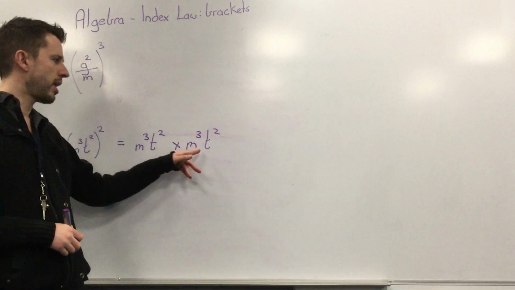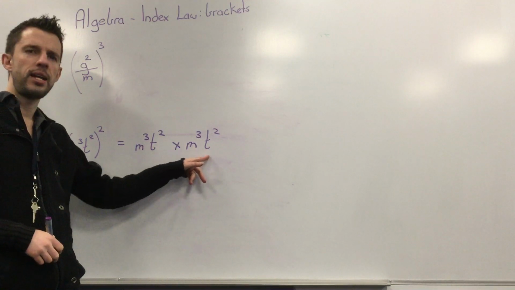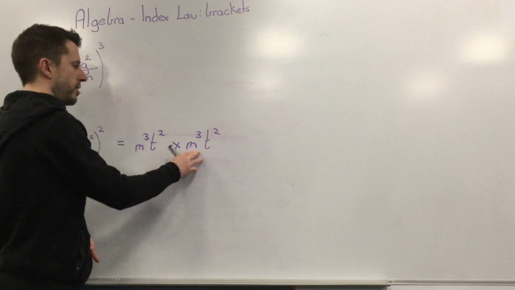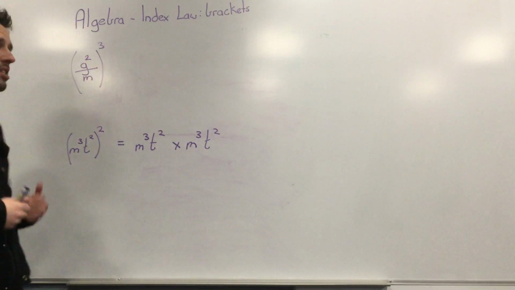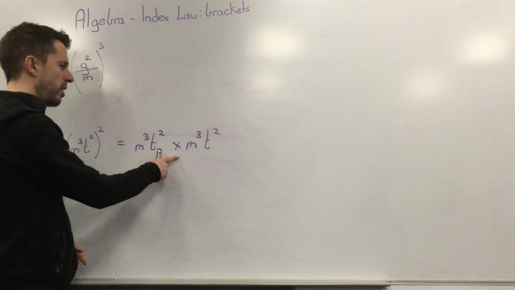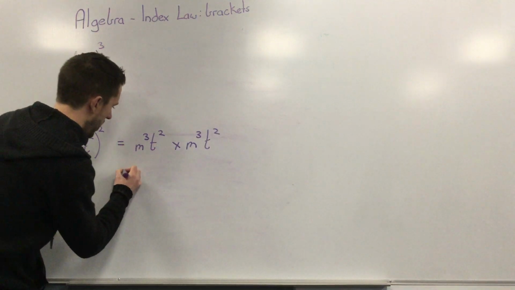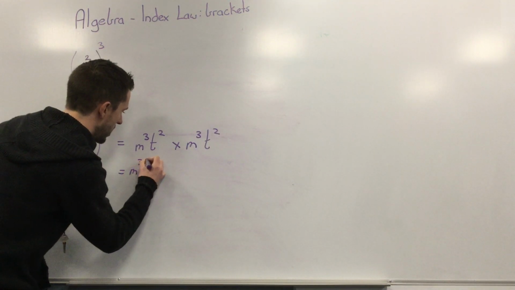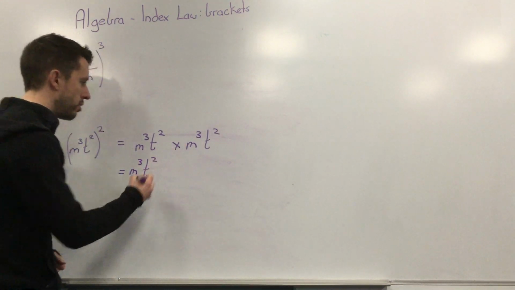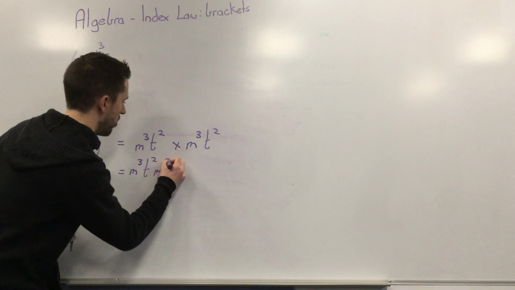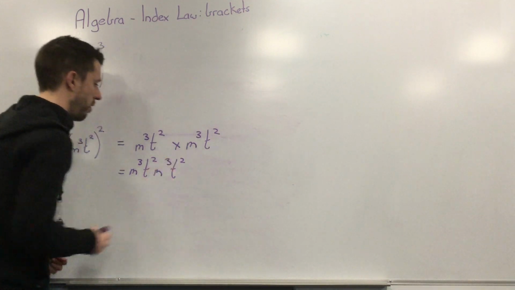Now we know that when we don't have any symbol between letters and numbers, it just means times. So everything is really being timesed together. So I can put that together as m to the power of 3, t to the power of 2, m to the power of 3, t to the power of 2.